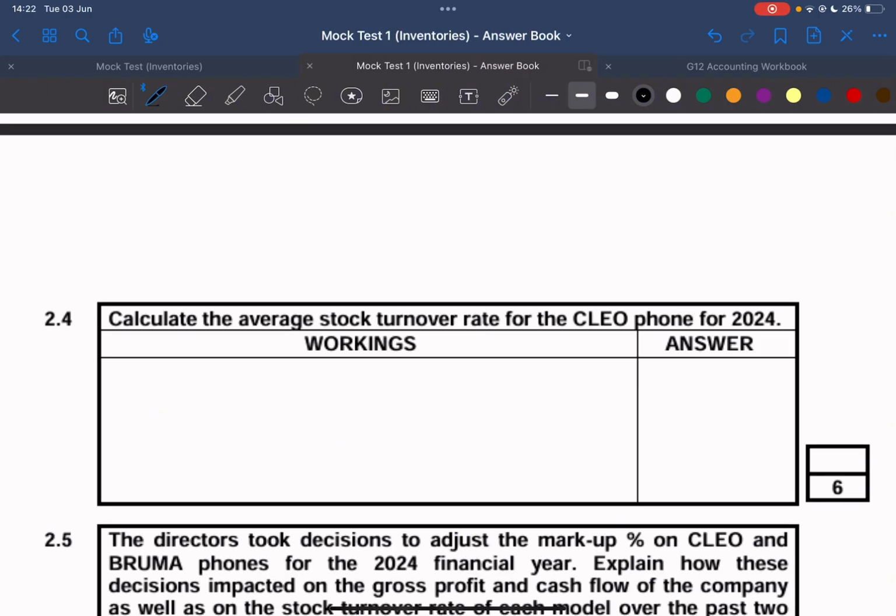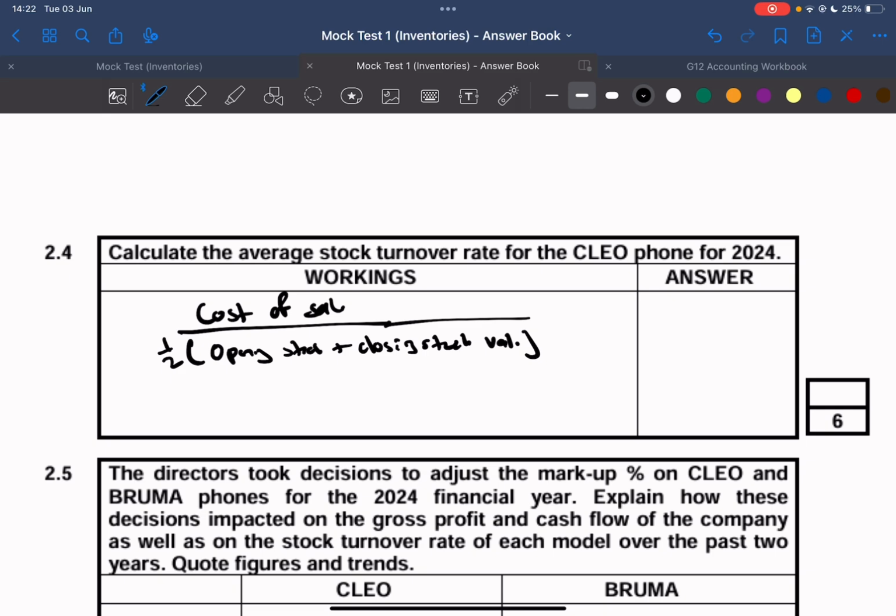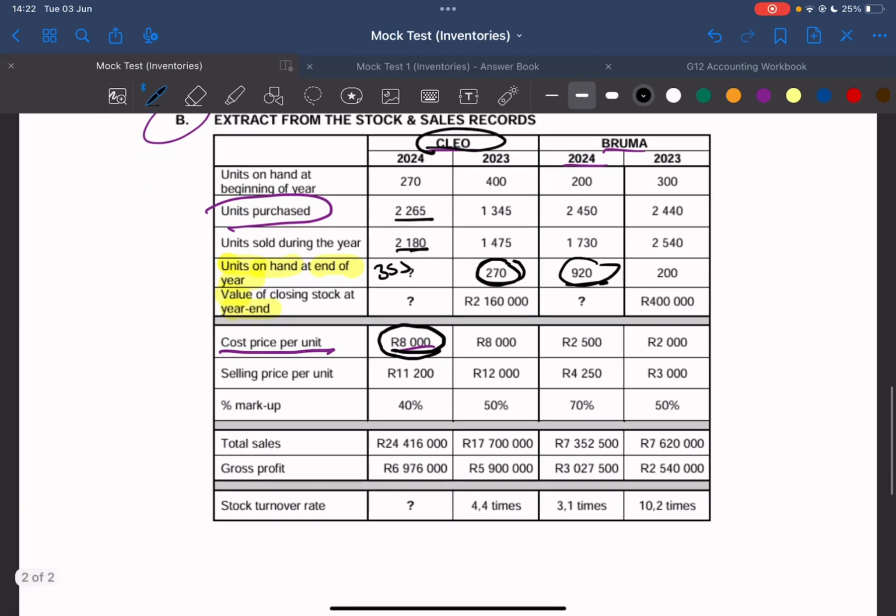I'm just going to answer it here in the answer book and say the average stock turnover rate is equal to cost of sale over your average inventory, opening stock plus closing stock value, right? So what's your cost of sale? And we're dealing with Clio.